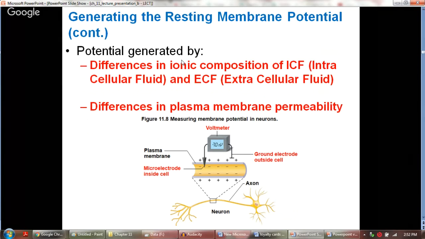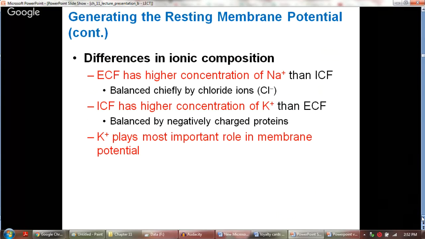So the potential is generated by two different things: the differences in the ionic composition of the intracellular fluid and the extracellular fluid, and differences in the plasma membrane permeability. So this is a figure which shows how it's measured with a voltmeter. You can set up an electrode outside of the cell, and you can insert a microelectrode into the cell, and you can check the difference, where you receive the resting membrane potential.